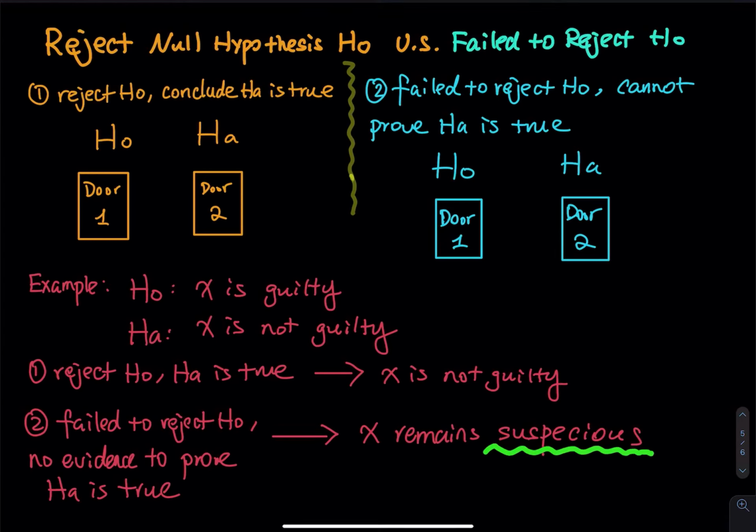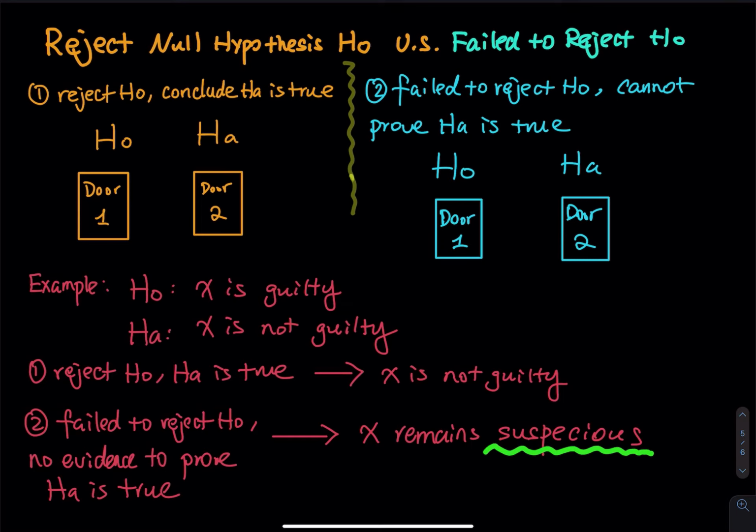The difference between reject the null hypothesis H0 and fail to reject the null hypothesis H0. Number one, reject H0, then HA is true. So if you reject H0, then the alternative hypothesis is true. Picture this in your mind. You have H0 and HA, just like two doors. H0 is door 1, HA is door 2.